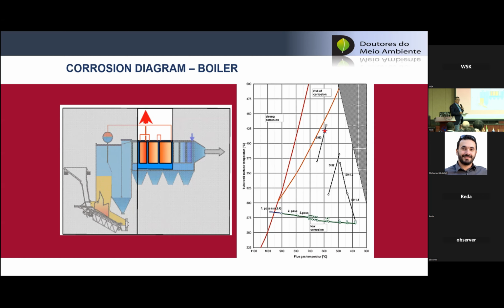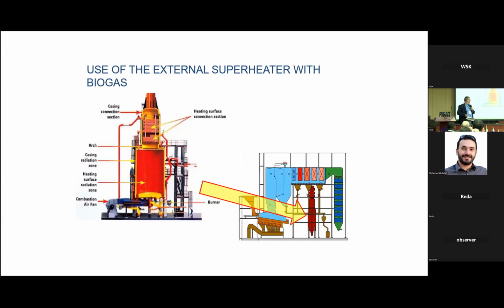But on one of my visits in Finland, in Oulu, I saw one of their plants with an equipment nearby the plant. So I asked, what was this? They said that was a superheater. They are using syngas to burn inside of the superheater. So I said, well, this is very interesting. I am in a landfill that has biogas. Why not use the biogas instead of burning it in the flare?